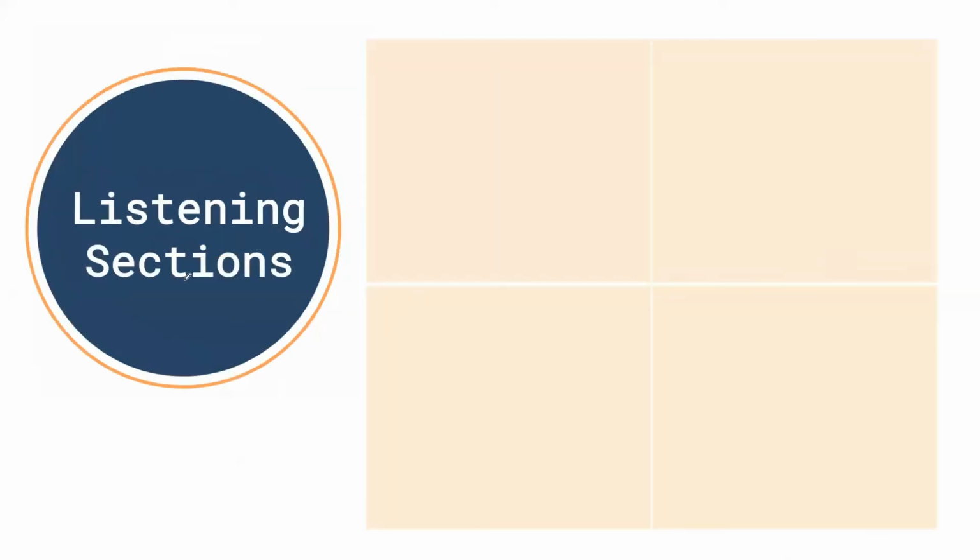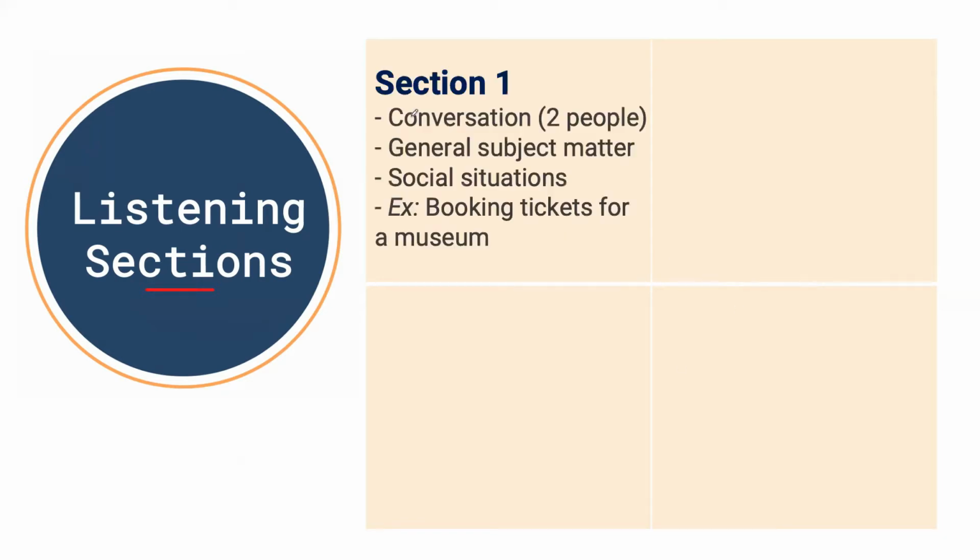Let's go into more detail about the various sections. So I said there are 4 sections. We'll go through each one in our handy little chart here, and we'll start with what you would start with on the exam, section 1. So section 1 will feature a conversation between 2 people. And the topic will be on general subject matter. So this could be a social situation, like for example, booking tickets for a museum. You'll hear 2 people talking about this.